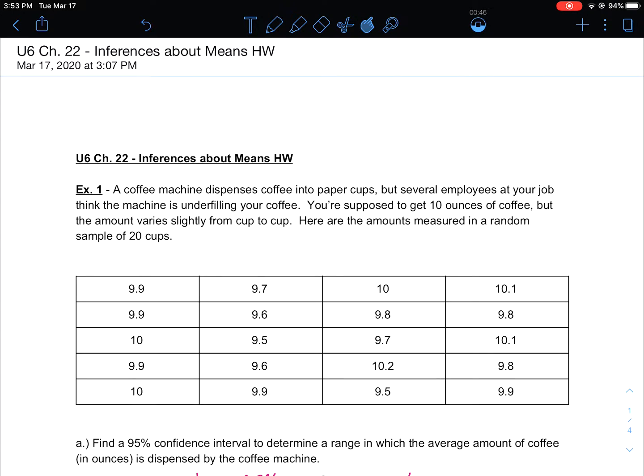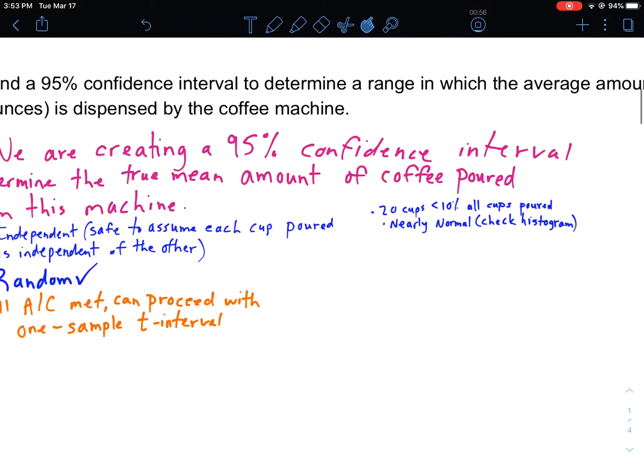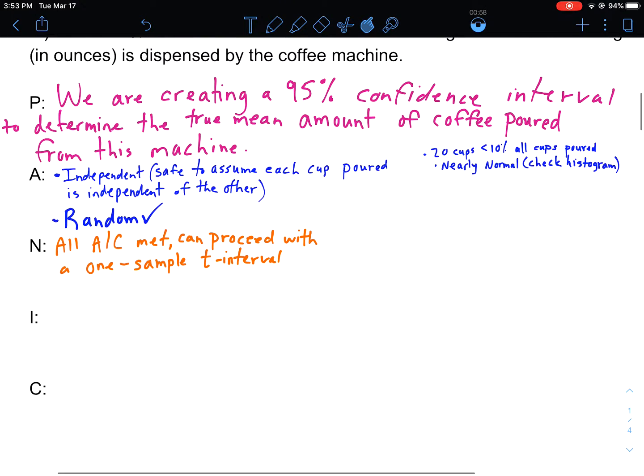So before you make a confidence interval, remember you have your acronym PANIC. Let's talk about what P, A, and N stand for before we jump over to the calculator. For P, it's kind of redundant, but we say whatever we're doing. So the parameter is always going to be, in this case, a confidence interval. Make sure you mention the amount of confidence.